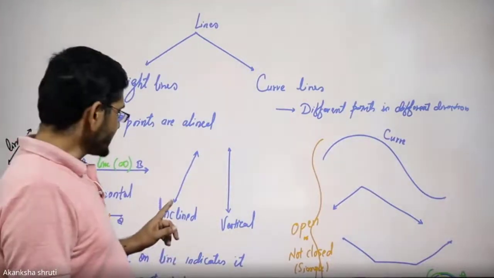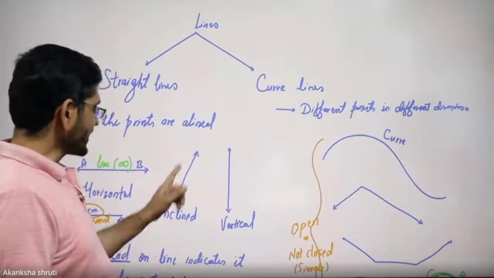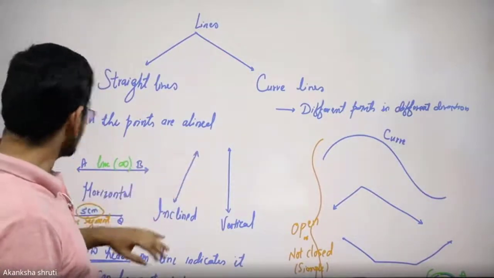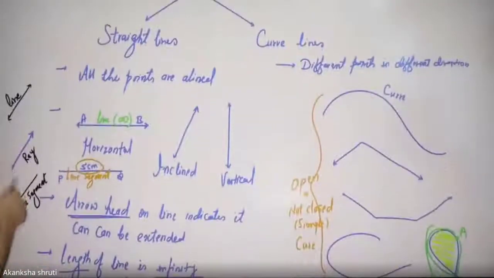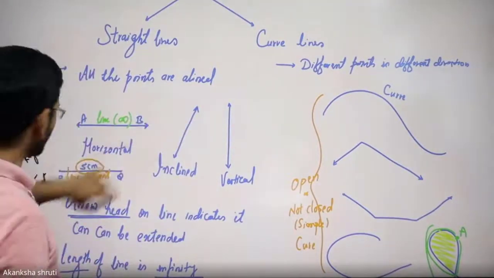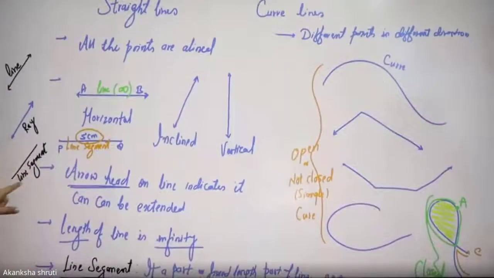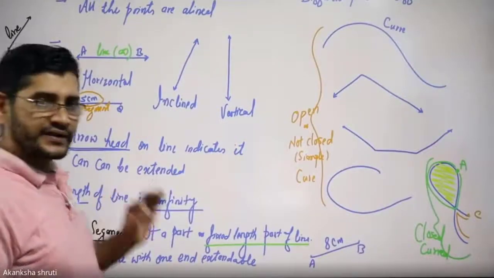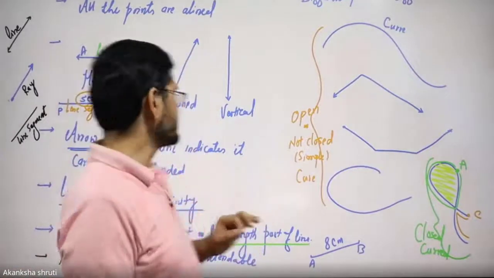To indicate that, we put a double arrow at each end. But if one of the arrows is removed and only one arrow is kept, like here it is shown, it becomes a ray. If both the arrows are removed, it has a fixed length, then it is called a line segment. So line, ray, line segment we have to understand.